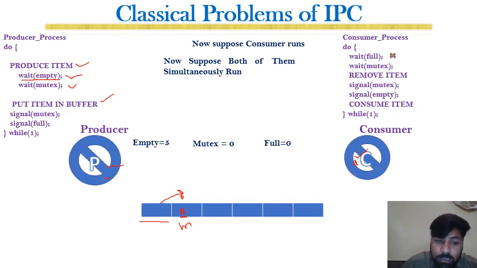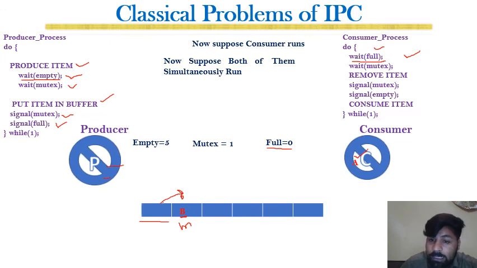The next thing that will be performed by the producer is signal on mutex, so mutex will be incremented, and finally signal on full. It means that full will be signaled and full will become 1. But as soon as full becomes 1, in the meanwhile the consumer process will notice that and will resume execution of wait on full, because it was waiting for full to be 1 and now it is 1. So it will stop blocking and proceed, and when wait on full is called, full's value will be decremented and will become 0.